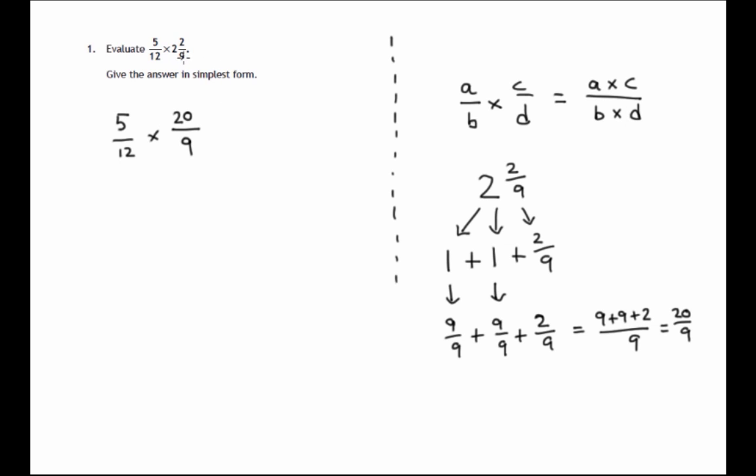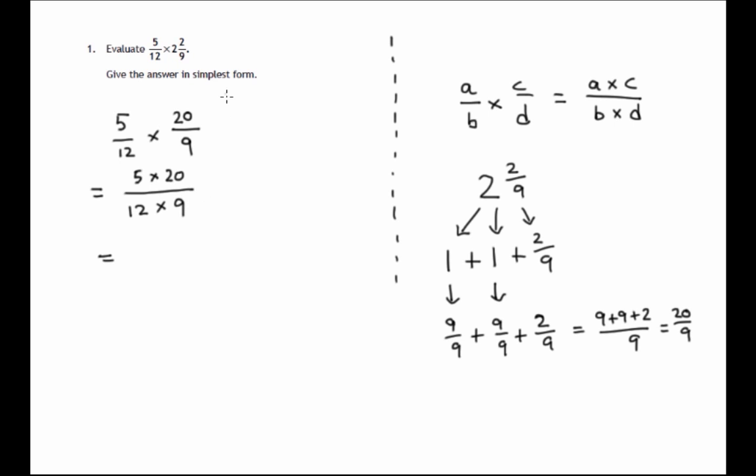Some of you may know 9 times 2 is 18. That's what we're doing here, the 9 plus 9. So 9 times 2 is 18, plus the 2. So this explains why you're allowed to go 9 times 2 plus 2. So 20 9ths, and we've got 5 12ths. So we multiply across, as we said, that was the rule. So our top number, the numerator, 5 times 20, the bottom number, the denominator, 12 times 9.